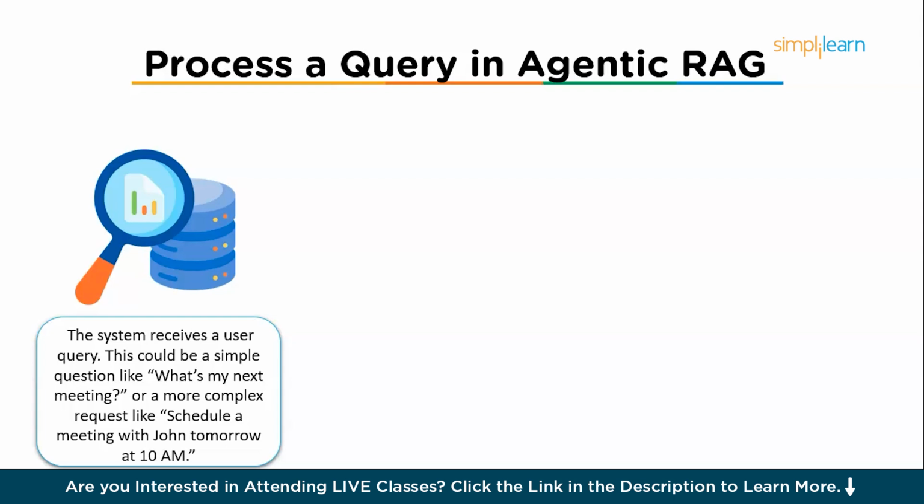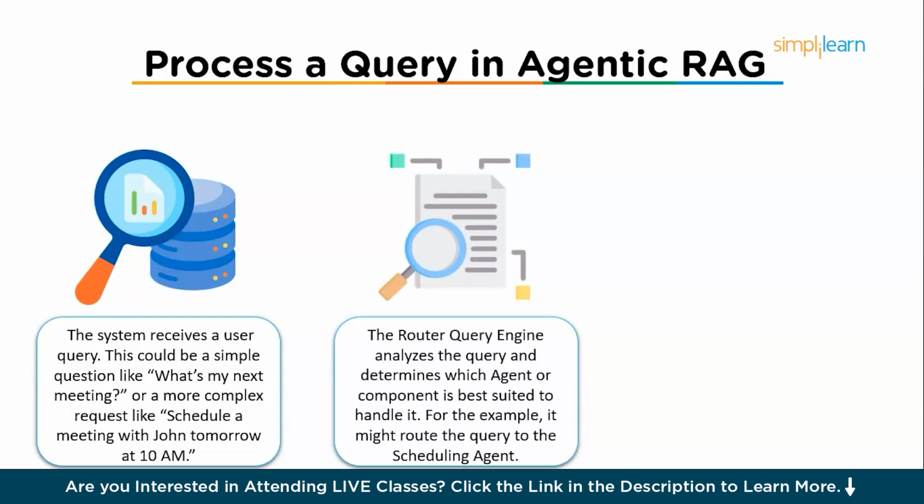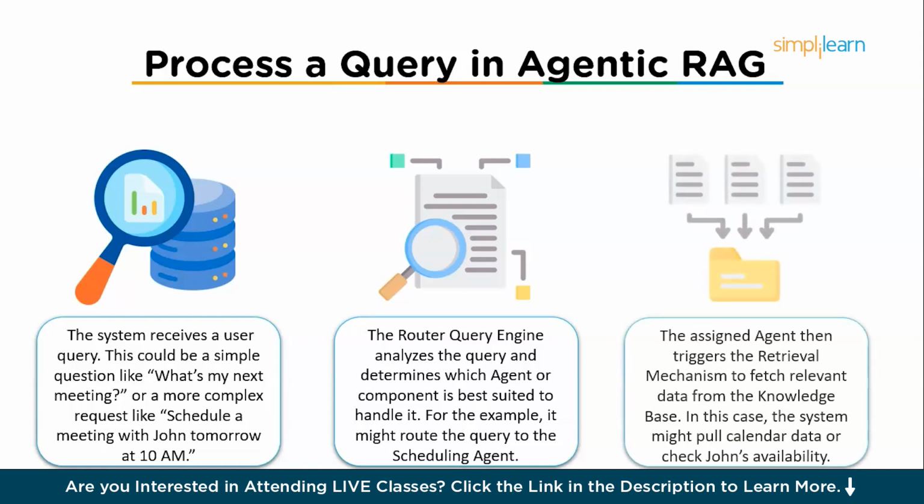Then after this, we're routing the query. The router query engine analyzes the query and determines which agent or component is best suited to handle it. For example, it might route the query to the scheduling agent. Then after this, we will be retrieving the data. The assigned agent triggers the retrieval mechanism to fetch the relevant data from the knowledge base. In this case, the system might pull the calendar data or check John's availability.